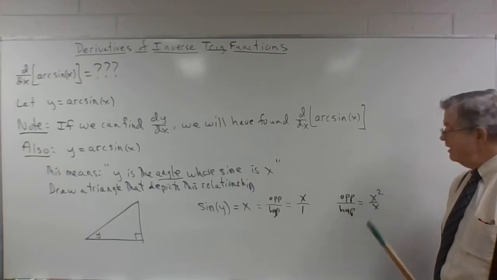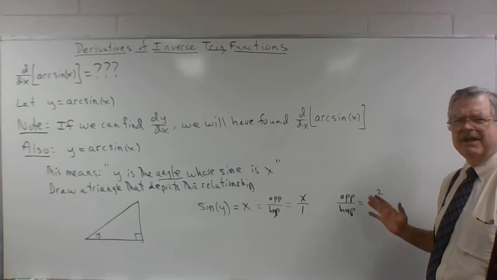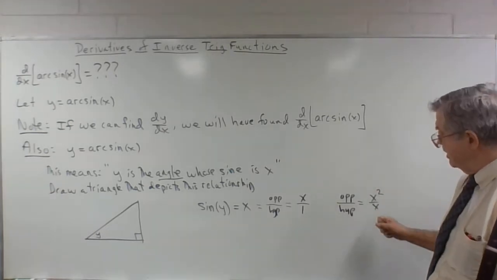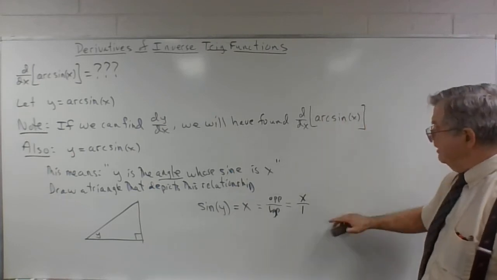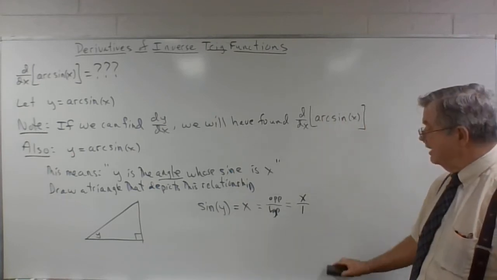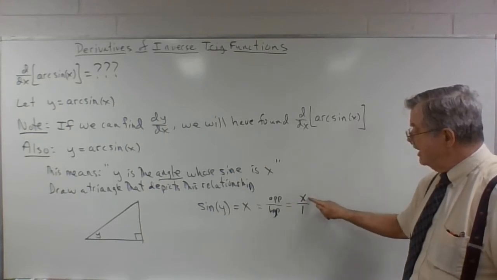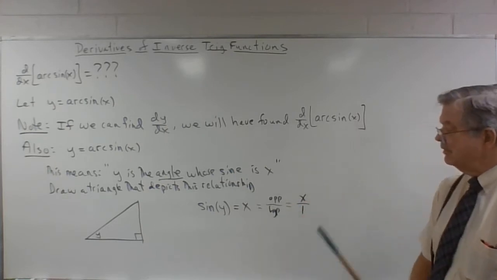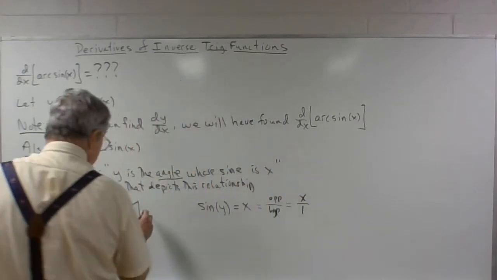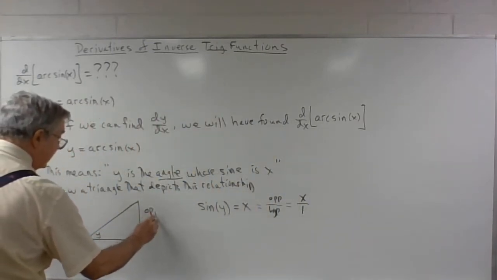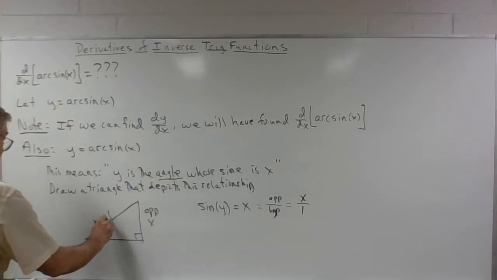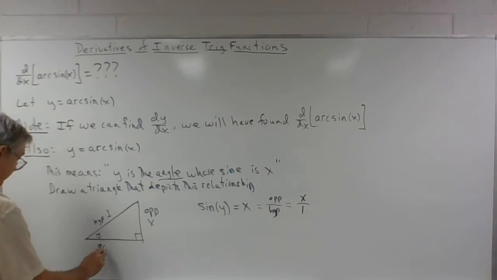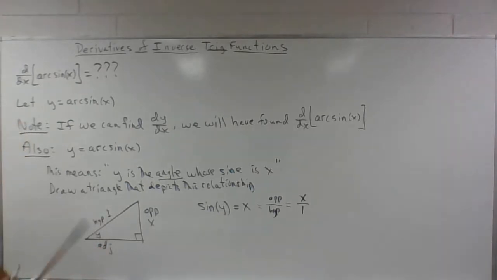Now, there's no need for me to do this. I'm just complicating things a little bit if I do this. I could do it, but I like to keep things as simple as I can. So I'm going to make the opposite side X and the hypotenuse equal to 1. So here's my opposite side, which is X. Here's my hypotenuse, which is 1. The only thing that I don't have is the adjacent side.